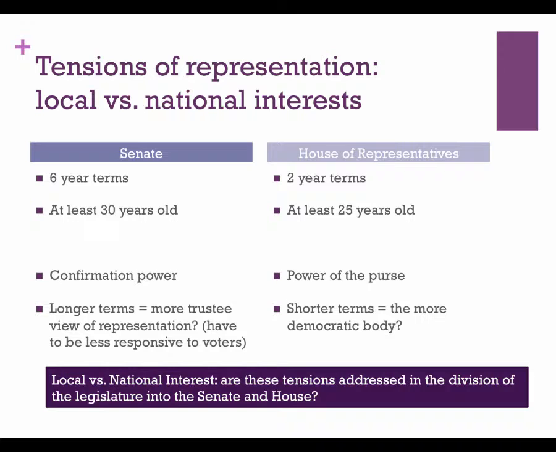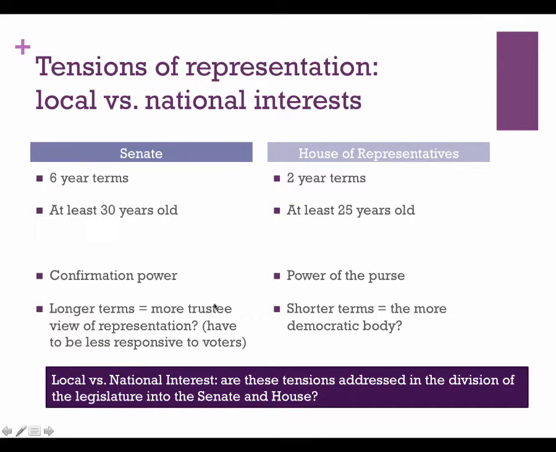Well, to give you a short answer, there is a sense that the Senate is the upper house and the House of Representatives is the lower house, right? You have this confirmation power for the Senate, the power to confirm the choices of the president for certain high offices. And so that requires a different type of representation, what is going to be called, in the video that I'm going to show you on the next slide, the trustee view of representation.